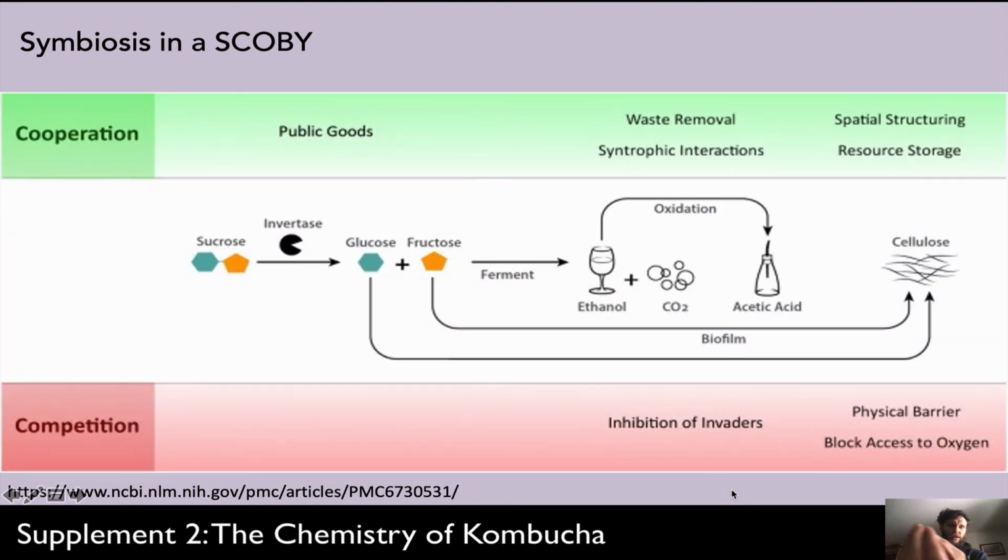So this is a symbiosis. It's a cooperative process in that there is this group or shared public goods here, right? Both the yeast and the bacteria, it's in their best interest to break the sucrose down using the yeast's invertase into glucose and fructose. Some of that gets fermented into ethanol by the yeast. That is used by the bacteria and turned into acetic acid.